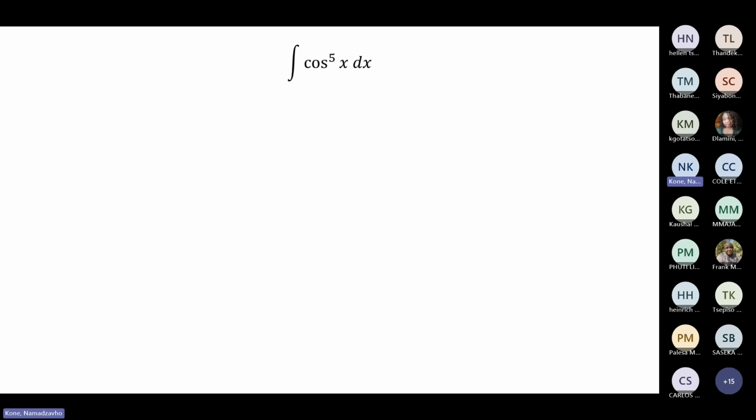Now we have the integral of cos raised to the power of 5 of x dx. When you go to the list of integrals, the integral of cos is there, but there is no integral of cos raised to an exponent n. And this exponent is huge, it is 5. So now, can I have maybe suggestions from you guys? How do we do this now? We've got cos to the power of 5. Any suggestions on how we can attack this one?